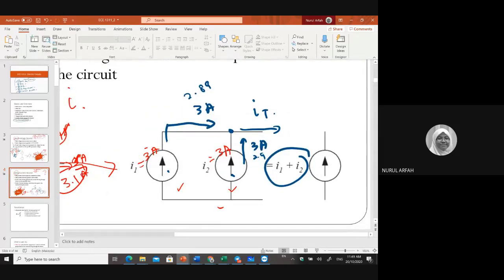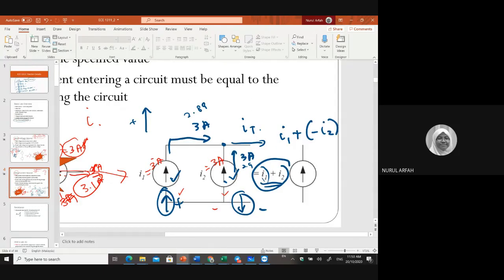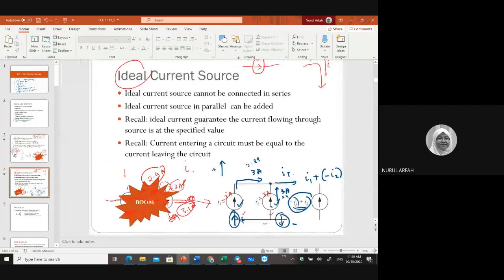Yes, we are ignoring the direction of the current. We just assume that the current is positive going up. Since both are positive, then you are safe. You can just add. If this is going down and this is going up, then this is a plus and this is a minus, so you should have I1 minus I2. Just to let you know that in parallel you can add both.